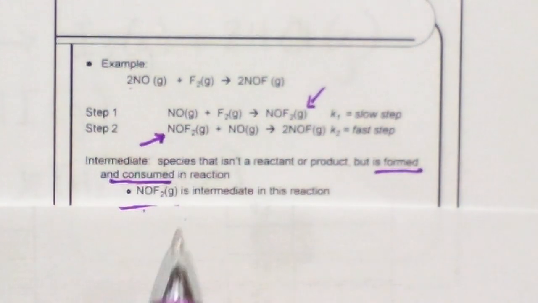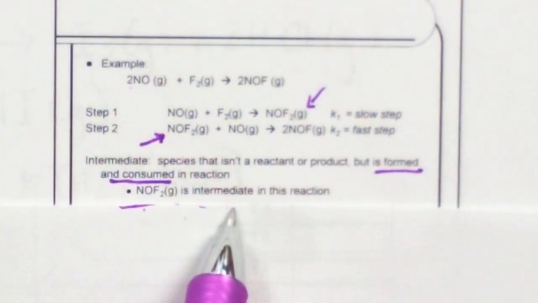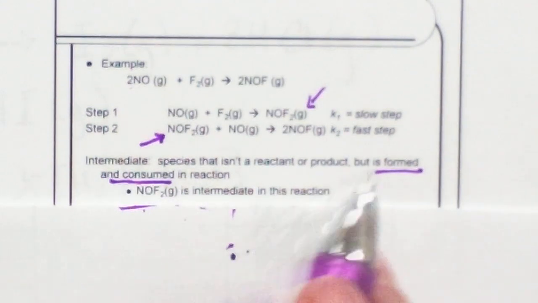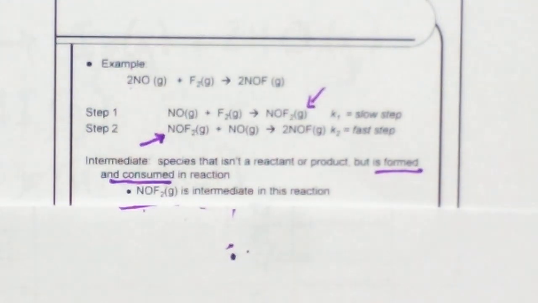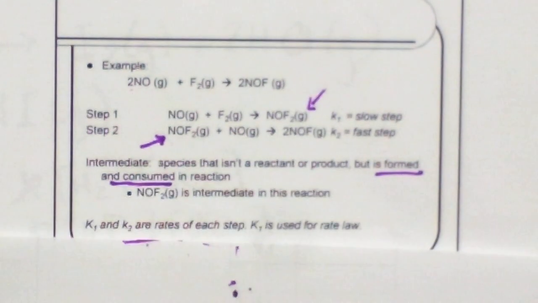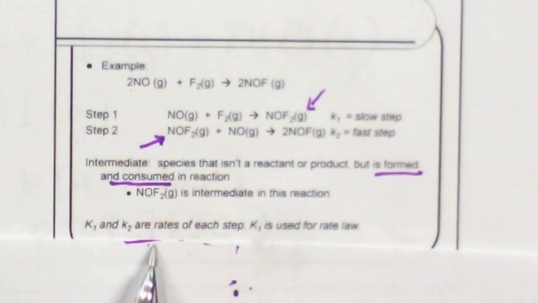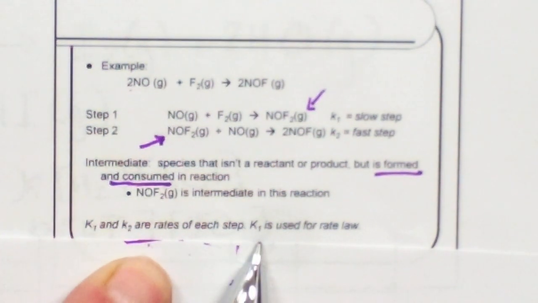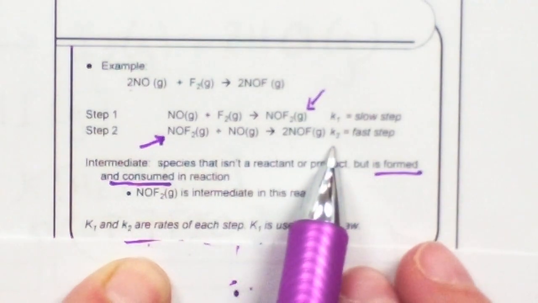So now your NOF2 is an intermediate. AP question: what is your intermediate? What is your catalyst? There is no catalyst in this one, but that is an AP question. What is an intermediate? Like what chemical? And you can see that K1 and K2 are for two different steps.